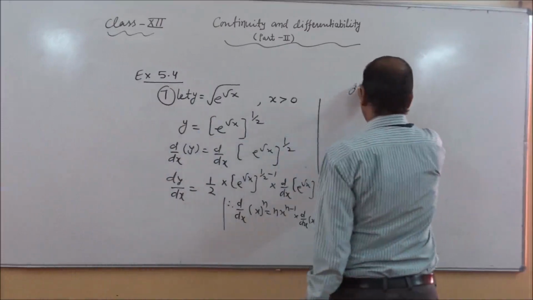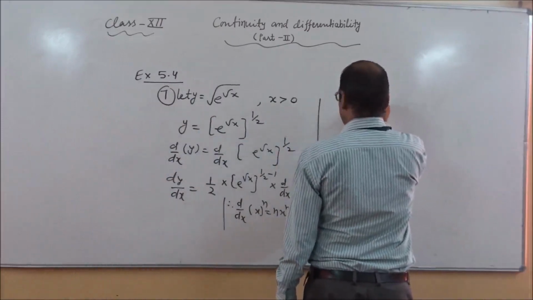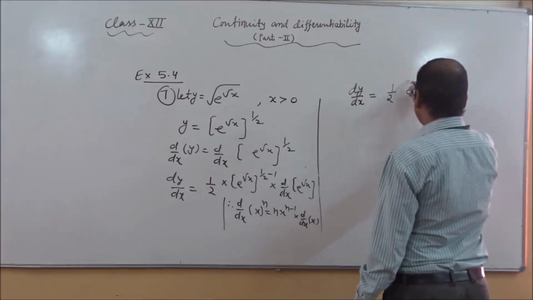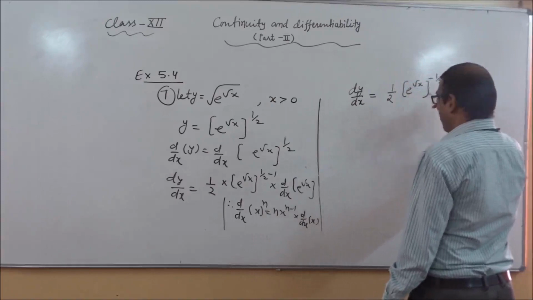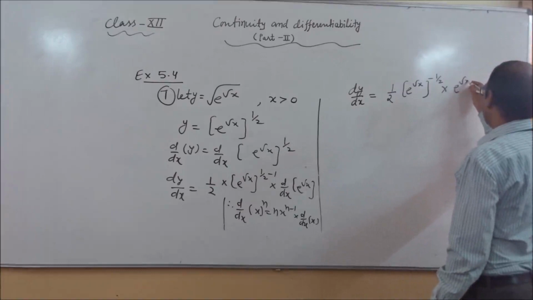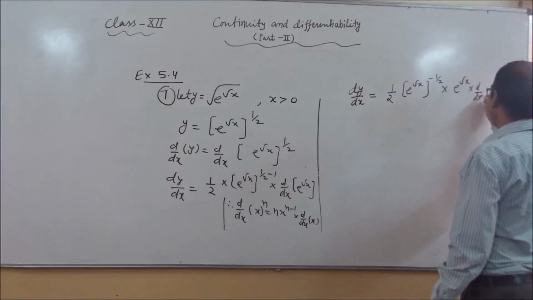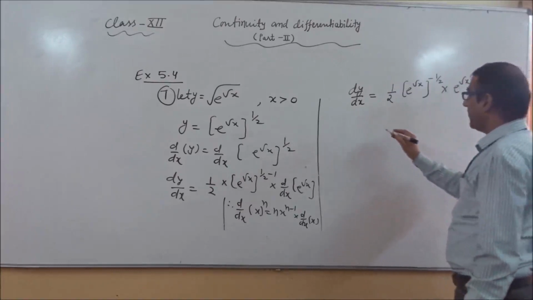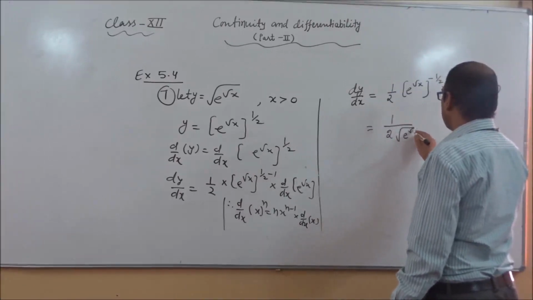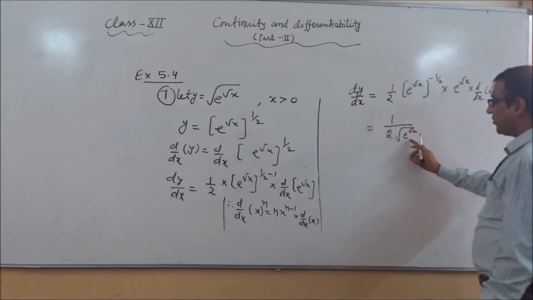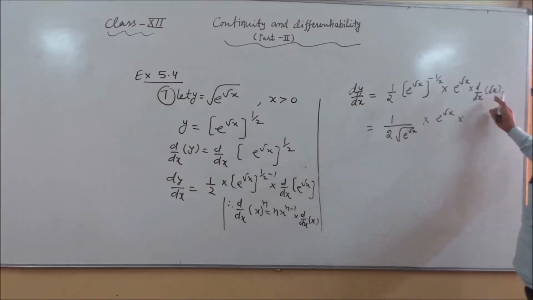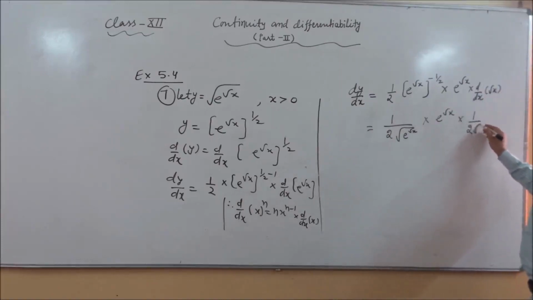After this we can say dy by dx is equal to 1 upon 2 e raised to the power under root x, and the whole power is minus half, into d by dx of e under root x. Then it can be written as e under root x into d by dx of under root x. Now we will rearrange it. When we rearrange it, we will get 1 upon 2 under root e raised to the power under root x into e under root x as it is, and d by dx of under root x is 1 upon 2 under root x.